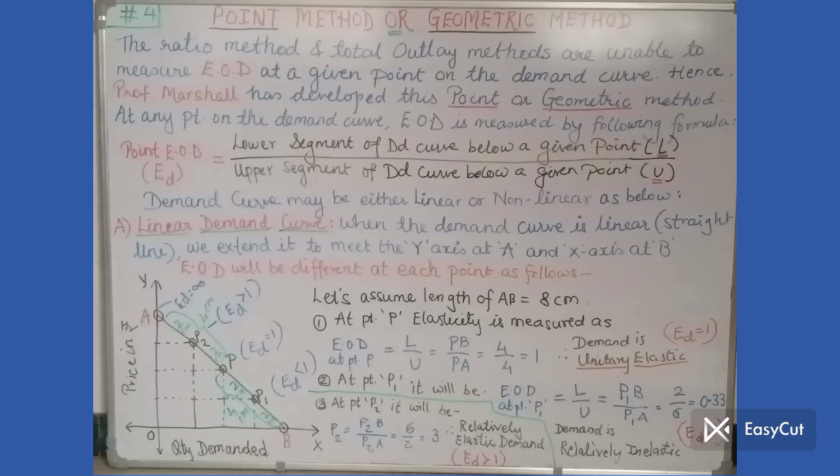Hey guys, let us learn the point method or geometric method today. In the earlier lecture, we learned two other methods, that is the ratio method and the total outlay or total expenditure method to measure the price elasticity of demand. But the problem was that both those methods fail to measure the elasticity of demand if it has to be measured at a particular given point on the demand curve, and hence Professor Marshall has developed this point or geometric method.